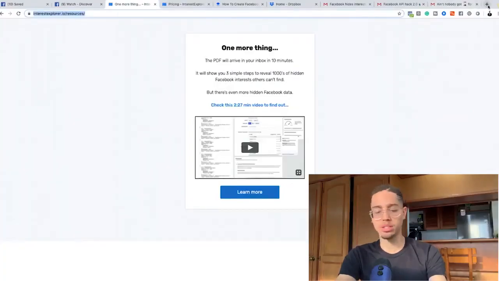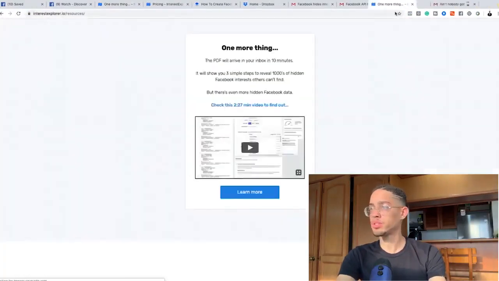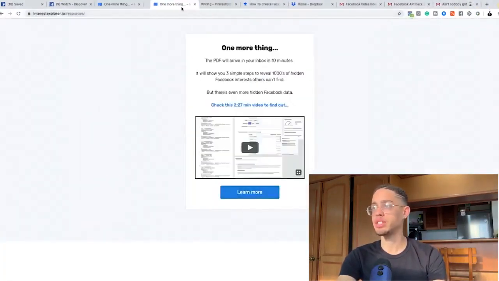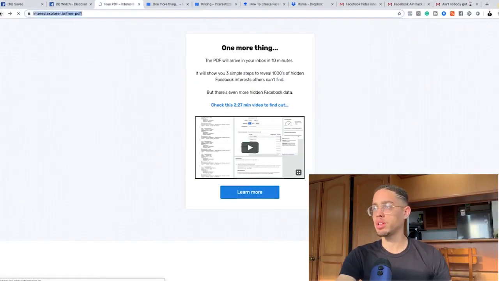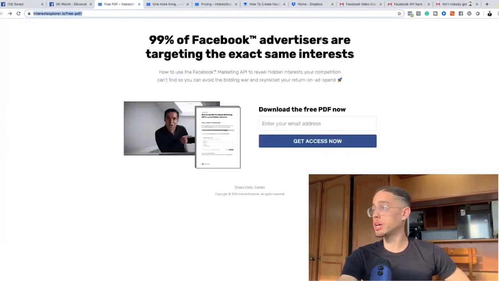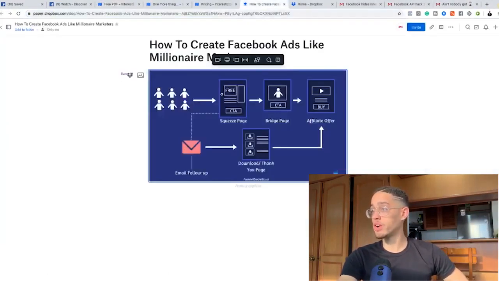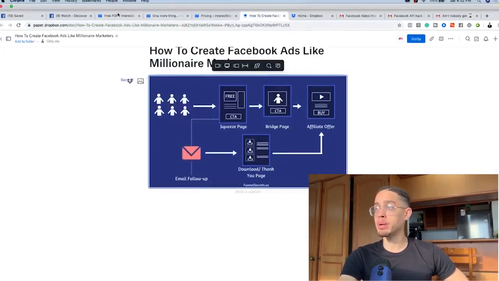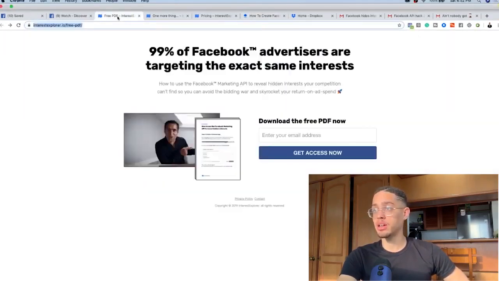Let me do this for you guys, so you have a visual representation of this 3-step funnel. So step number one, let me show you guys. 3-step funnel. 1, 2, 3. Step number one, take a screenshot of this.